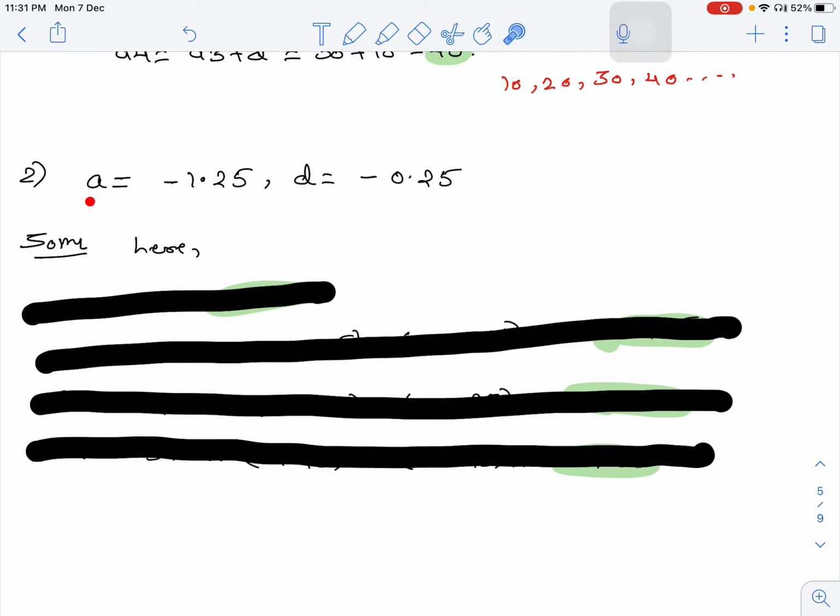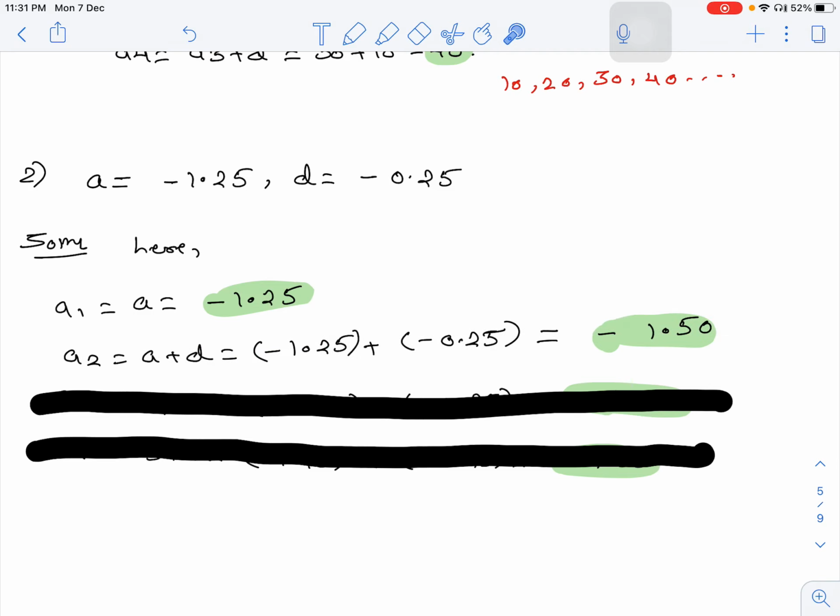Now here it is given that A, that is the first term, is minus 1.25 and the value of D, that is the common difference, is minus 0.25. Again the same procedure. A1 will be equal to A, and that equals minus 1.25. Then A2: we will add the difference to the first term. Our first term is minus 1.25, the difference is minus 0.25, both have negative signs and are added, so we directly add these numbers. Our answer will be minus 1.50.